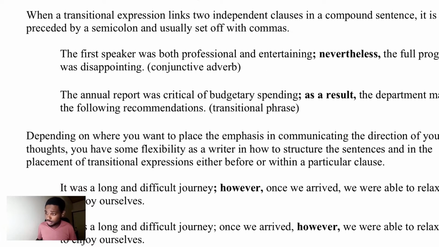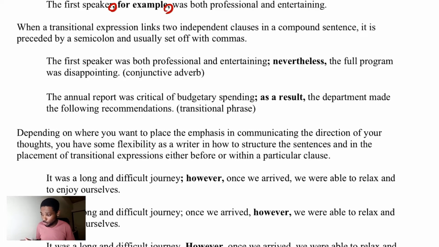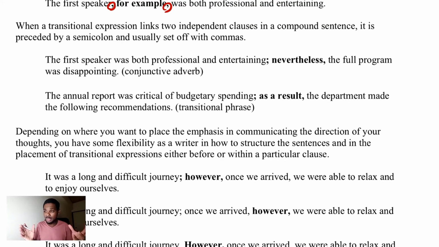Next grammatical point. When a transitional expression links two independent clauses in a compound sentence, it is preceded by a semicolon, and usually set off, meaning after the transition, with a comma. So when we have two independent clauses and we're going to connect them, we're going to have the transitional word or phrase surrounded not by two commas, but by a semicolon and a comma. And guess what? The semicolon could actually be a period and you would be fine.